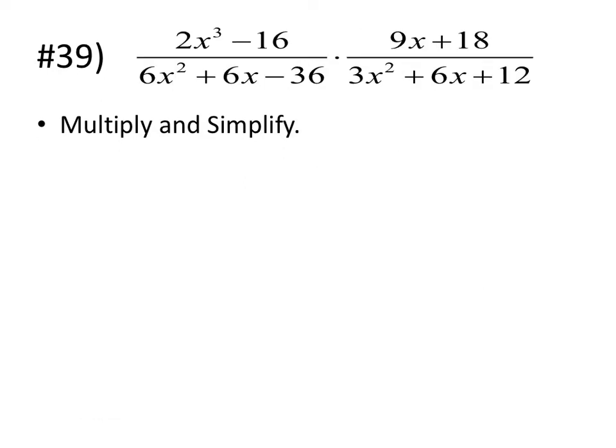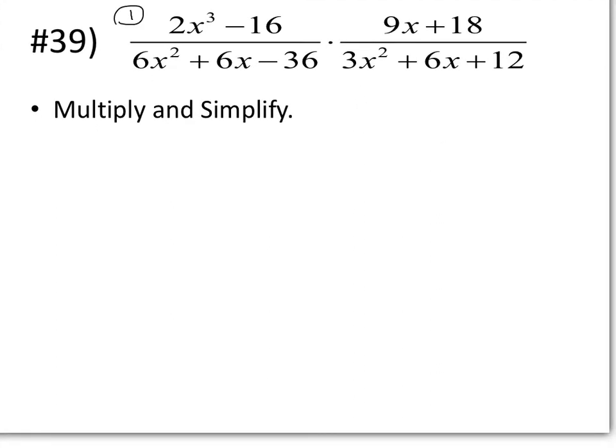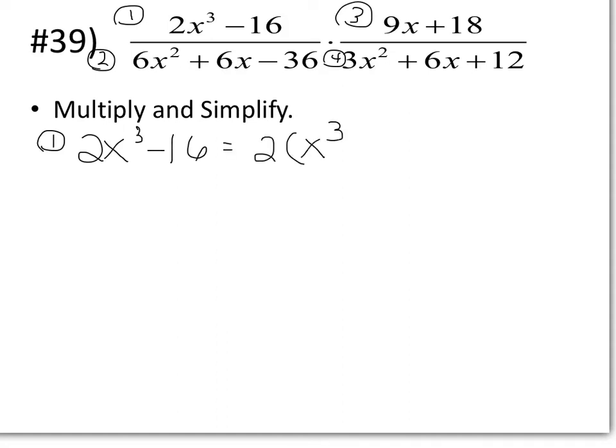Okay, so first things first, I'm going to go ahead and number these so we don't get confused on what we're working on. And we're going to factor all 4 of them, and then we'll start canceling. So first things first, in our number 1 here, you've got 2x cubed minus 16. Well, I need to factor a 2 out of that. And that leaves me x cubed minus 8, which is something I can do roller coaster with.